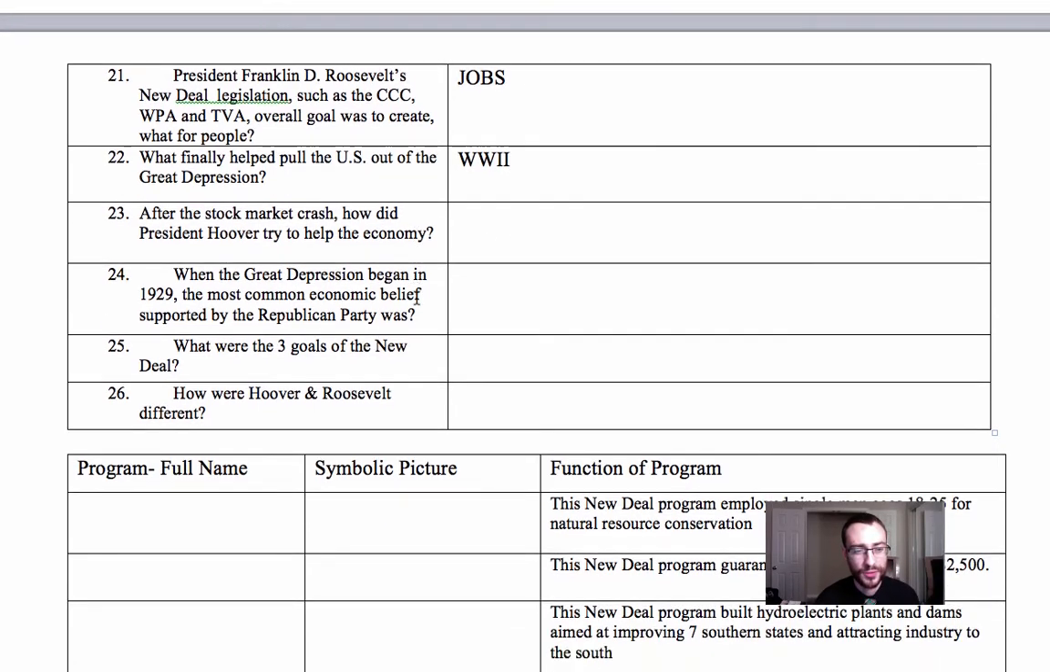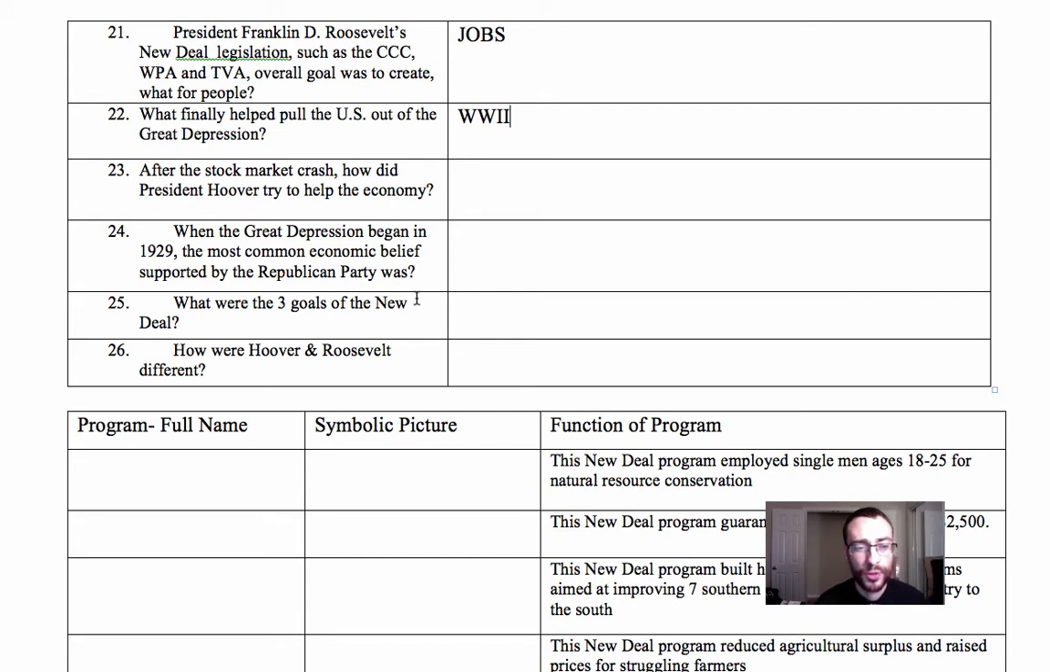Number 23, after the stock market crash, how did President Hoover try to help? This is kind of redundant, but he didn't. He was all about, remember, rugged individualism. And I've said that a couple times. Rugged individualism. So make sure you guys got that one.